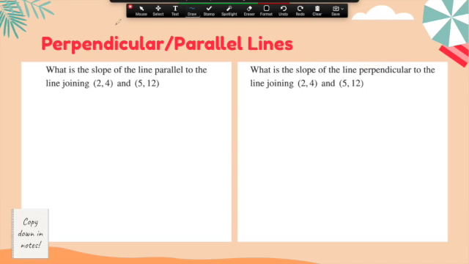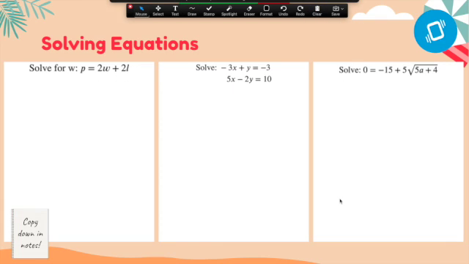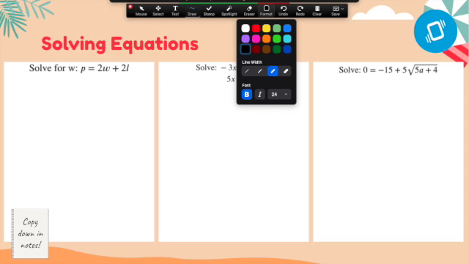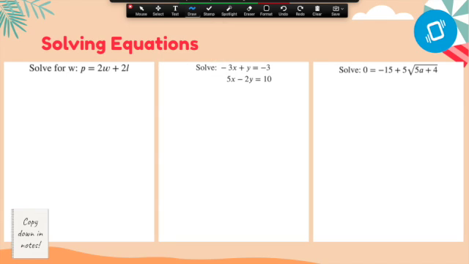Alright, let me clear this. And then let's look at solving equations. There's 3 different ways that we could solve an equation here. First one is solving for w when you have P equaling 2w plus 2l. What they're asking us to do here is to isolate w so that w is completely by itself. If we have P equaling 2w plus 2l, I need to start off by subtracting 2l on both sides.